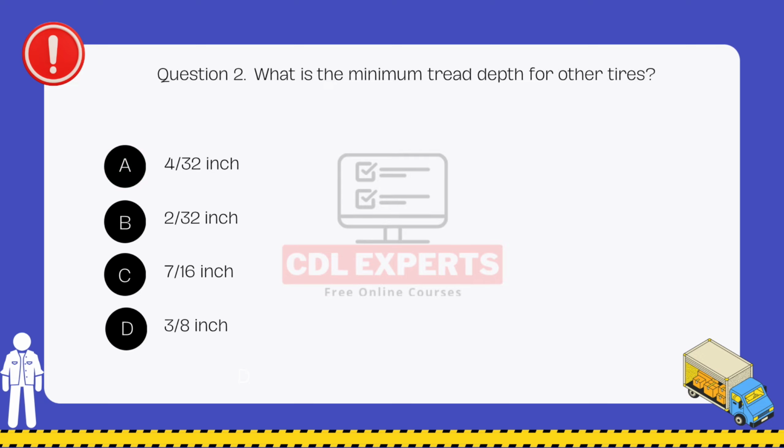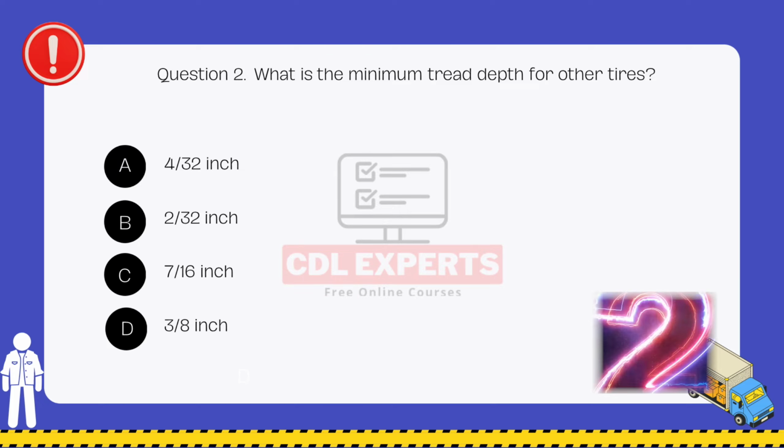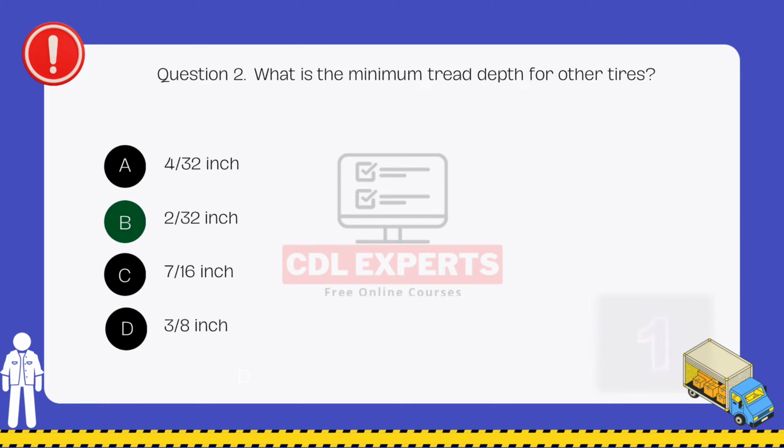What is the minimum tread depth for other tires? 4/32 inch, 2/32 inch, 7/16 inch, 3/8 inch. The correct option is B.